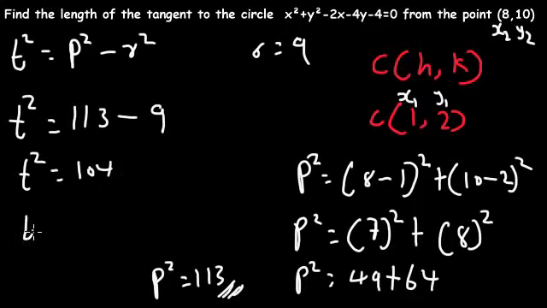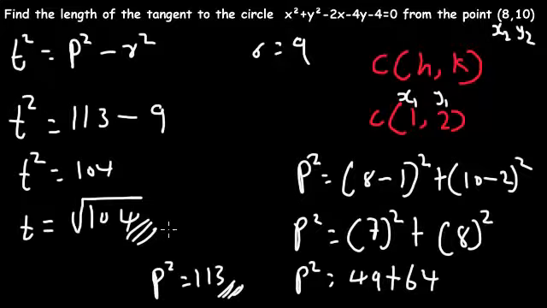So final answer, the length of the tangent to the circle of this equation from this point is simply the root of 104. And that is our final answer. And that's how to easily find the length of a tangent to a circle from an external point. On to example number 2.